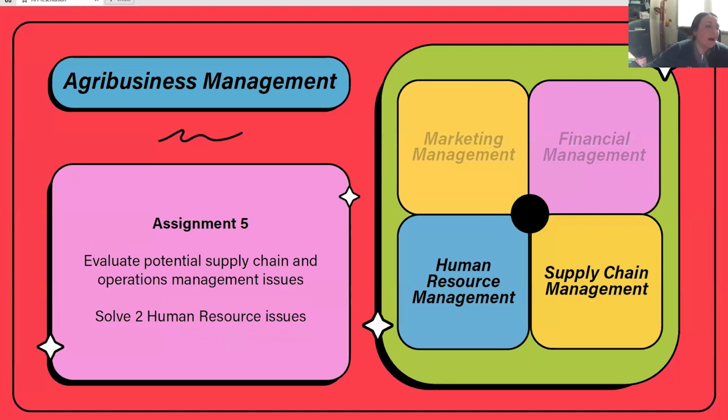And then assignment 5 was finishing up with our supply chain and operations management issues. We did combine human resource and supply chain into one assignment just because we were at the tail end of this semester. And then the funnest thing that I think students really enjoyed was talking about human resource issues. Managing people is tough, and it's something that they're all going to go into if they pursue a management type position where they're going to have challenges.